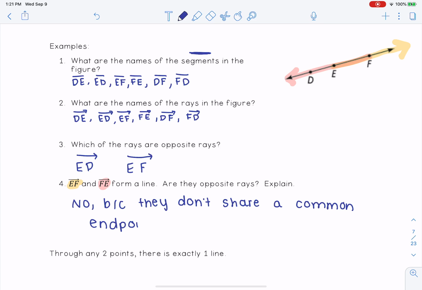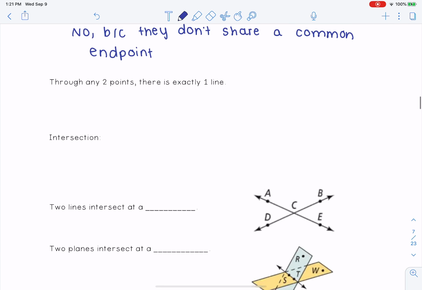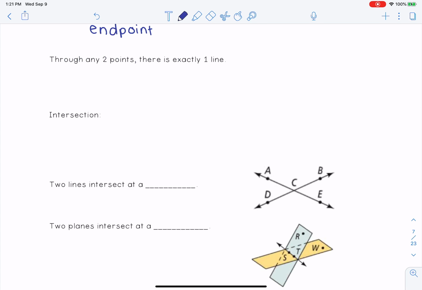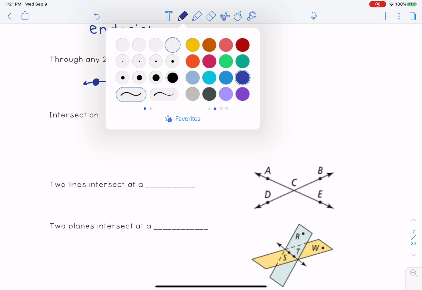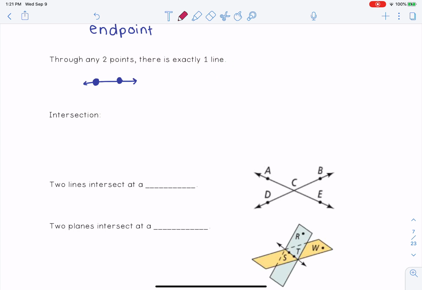Now here is a statement that we have that's called a theorem. Through any 2 points, there is exactly one line. So what is that saying? If I have 2 points, and I ask Joe to draw a line through them, and he draws a line like this, and then I ask Sam to draw a line, and she draws a line like this. There's really only one way to draw a straight line, so they drew the same line.